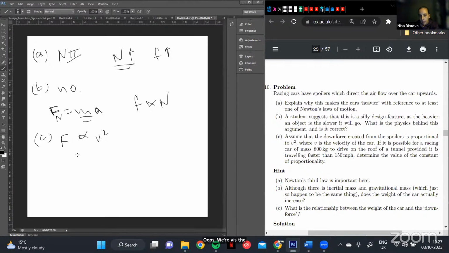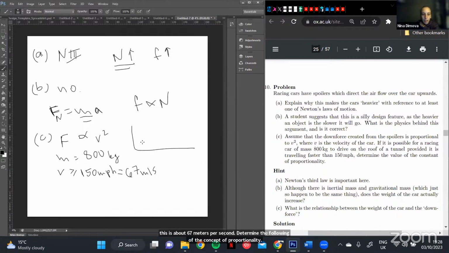If it is possible for a racing car of mass 800 kilograms to drive on the roof of the tunnel, provided it is traveling faster, so it's at least 150 miles per hour. Again, whenever you see units which are not SI units, try to convert as quickly as possible, just to not start doing calculations with the wrong units. So this is about 67 meters per second. Determine the value of the constant of proportionality.